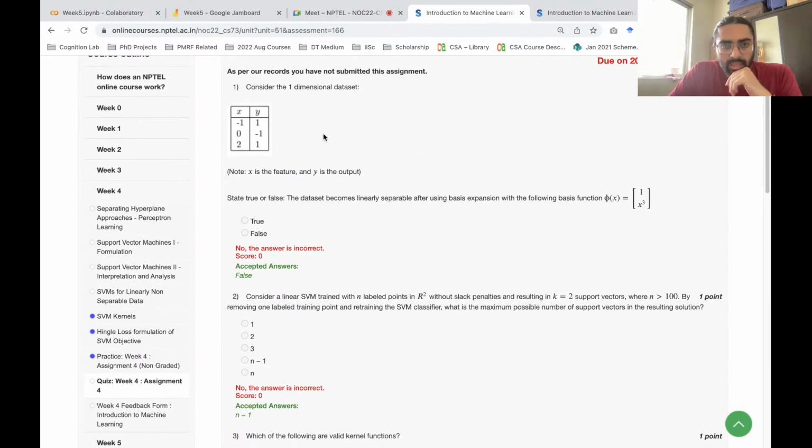Yeah. So again, in this case, your first question, using a basis expansion of this format, 1, x, and x cube, right? So the data points are like this.